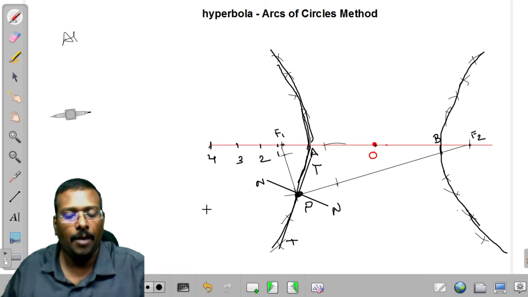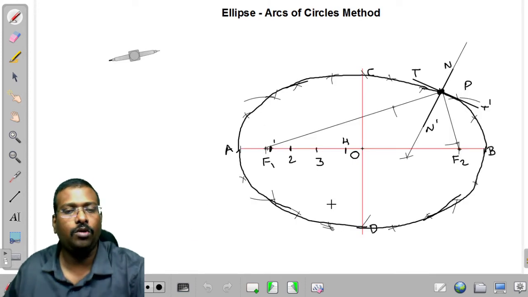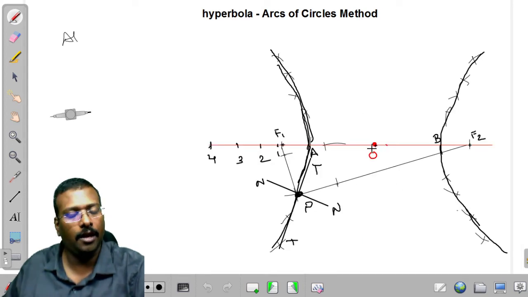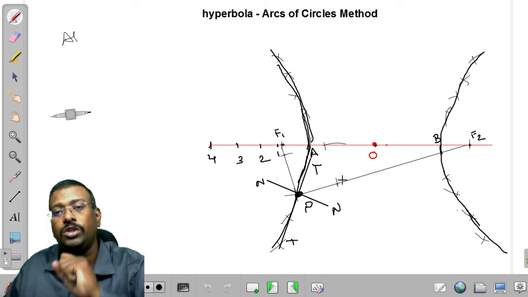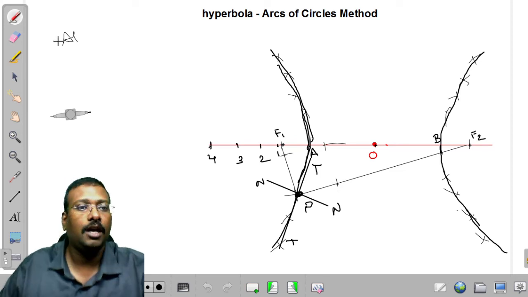So this is the way we construct the ellipse by using the arcs of circles method, and the hyperbola by using the arcs of circles method. Apart from tangent and normal, especially for the hyperbola, they may ask to construct the asymptotes to this particular curve. This is important.